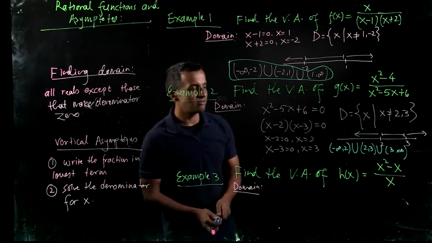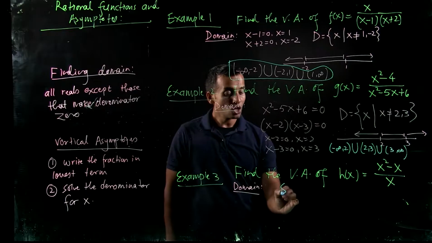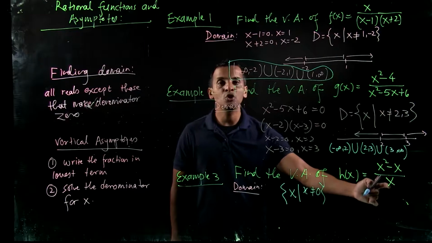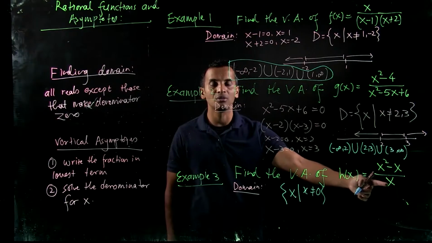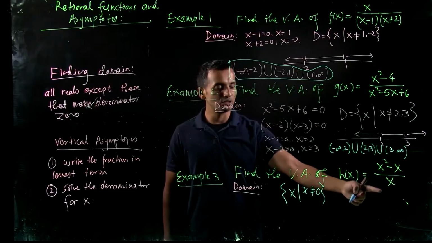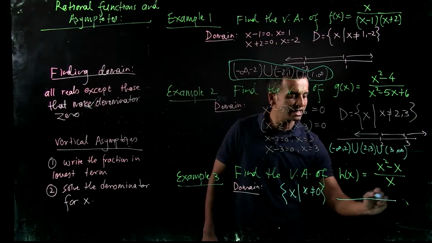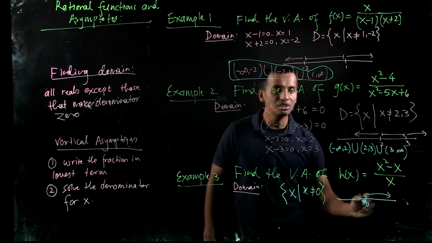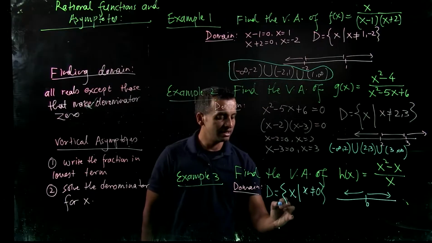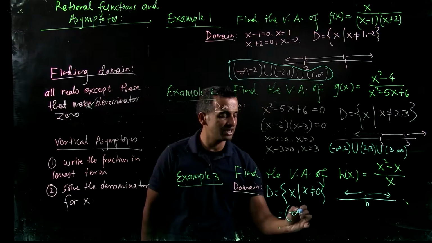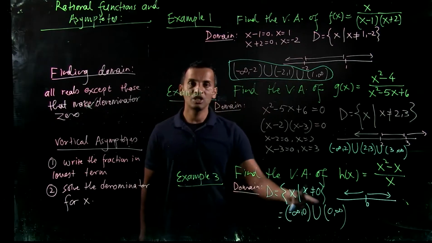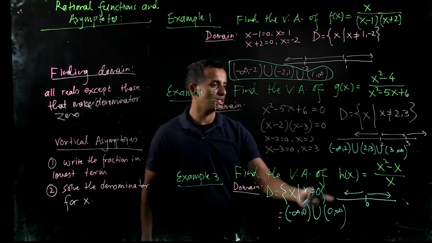Okay, let's take another example. Example number 3. What will be the domain of this? The domain is all x except 0, right? Because if you solve the denominator for x, you'll get x equals 0. So that should not be in the domain. So all real numbers except x equals 0. How do you write that? If you draw a line and mark that 0, everything right of 0 is good, everything left of 0 is good. So what is the domain then? This is the same as writing negative infinity to 0, combined with 0 to infinity. But 0 is not in the domain. That's why you write the parenthesis here.